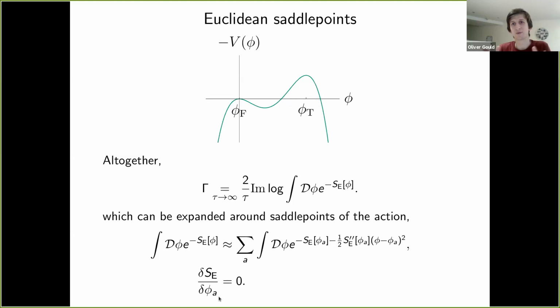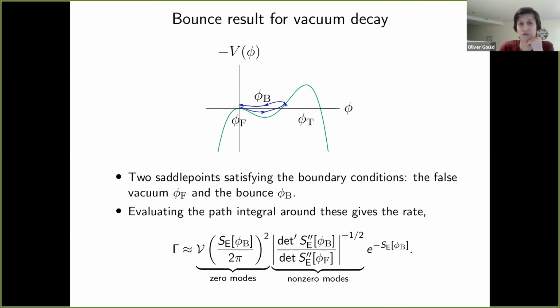The Euclidean saddle point equation is very much like the Minkowskian one, except rather than T minus V, you have T plus V. As a consequence, you have an upside-down potential. That's why this upside-down potential. And they found two solutions. There's the false vacuum solution, which stays in the false vacuum for the entire time and satisfies the boundary conditions. There's one other solution, the bounce, which starts in the false vacuum, moves over towards the true vacuum, goes over the barrier between them, and then comes back again, bounces back.